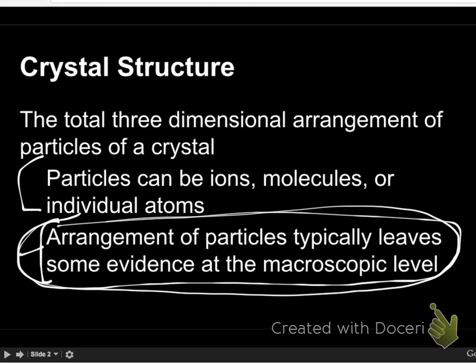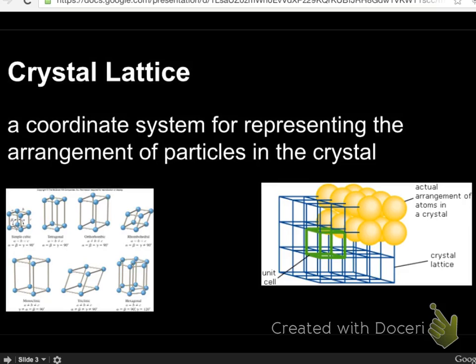Now, let's talk about the crystal lattice. If you imagine a big Cartesian coordinate system, the one you've always used in math, imagine that in three dimensions, and imagine the world as graph paper. So in essence, a grid. The places where you would put the individual particles, you can line up on that grid. And that grid can be at 90 degree angles, it can be at other angles.